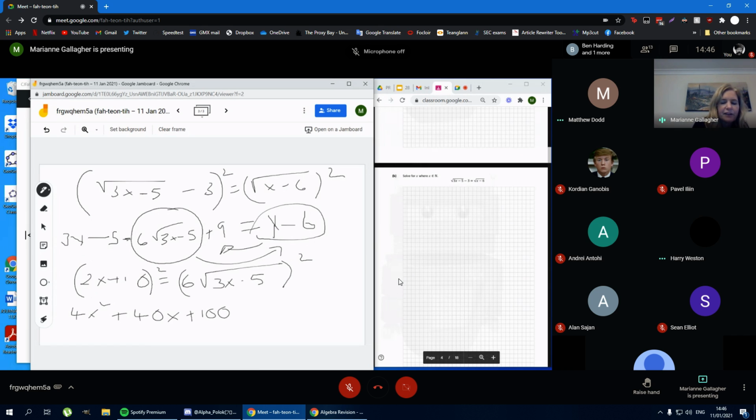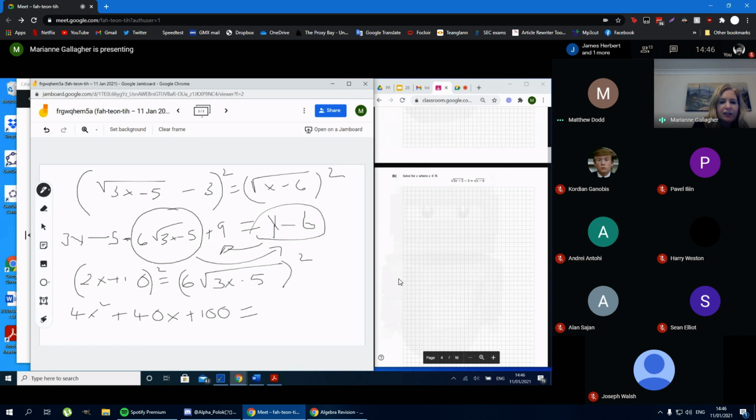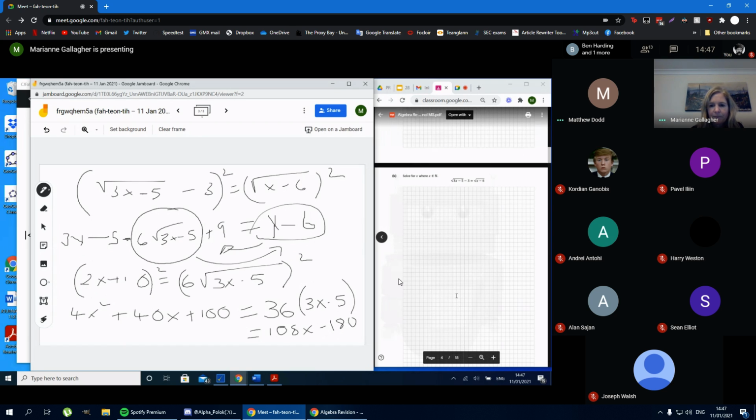Yep. And then on the right, now be very careful here. You have to remember to square the 6 and the other thing. So you've got the 6 squared is 36, and the other bit squared is just 3x minus 5 because the square and the square root cancel. Okay? And then you would multiply that out. So 36 by 3 is 108, minus 180. Okay, and then you just have a normal quadratic, bring the two of those over and solve the quadratic, which I think you should be able to do yourselves.